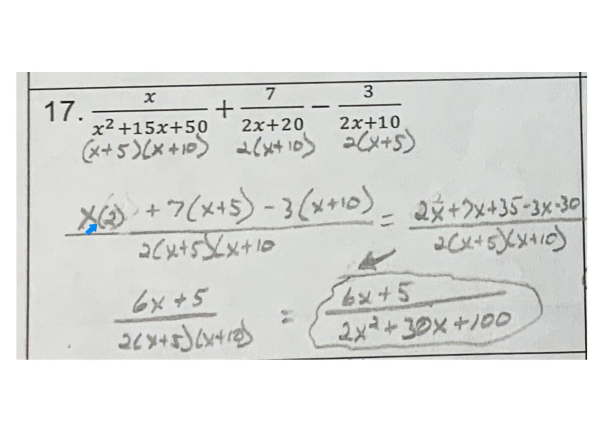Now, when we do that, this is of course 2x plus 7x plus 35 minus 3x minus 30, and all of that over our common denominator. Then I combine my like terms, and you get 6x plus 5 divided by 2 times x plus 5 times x plus 10. We're not able to simplify this anymore, so we multiply our factors in the denominator. And this is our final answer: 6x plus 5 all over 2x squared plus 30x plus 100.